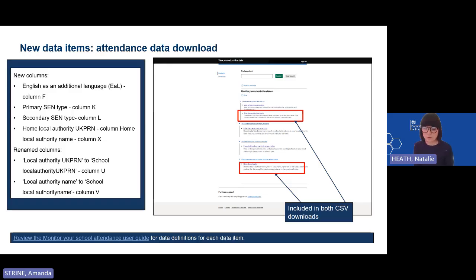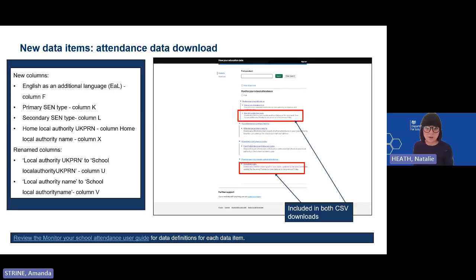There are also two additional columns in there as well. We've put the column letters in here for ease, and that's for primary and secondary SEND type, and that applies to any pupil recorded to have SEND support or an EHCP.